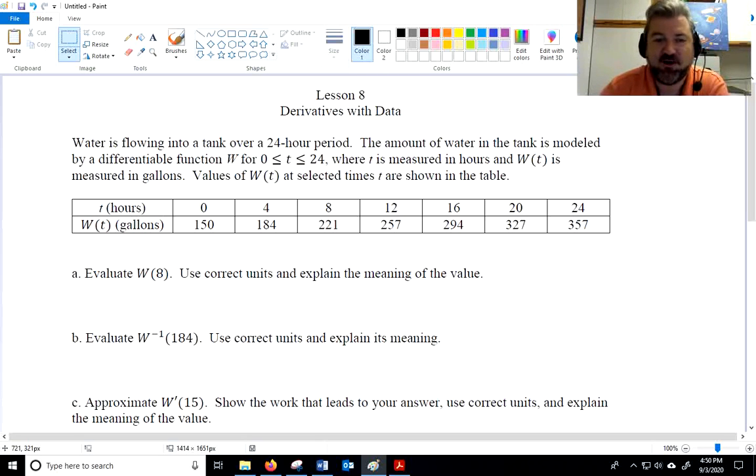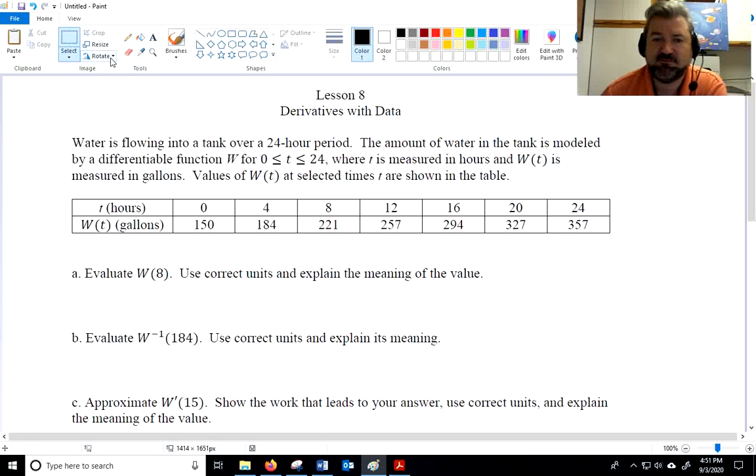Let's read it together. Water is flowing into a tank over a 24-hour period. The amount of water in the tank is modeled by a differentiable function w for 0 less than or equal to t less than or equal to 24, where t is measured in hours and w of t is measured in gallons. Values of w of t at selected times t are shown in the table. What I'd like you to do is to do part A, use correct units, and explain what it means. Give it a shot.